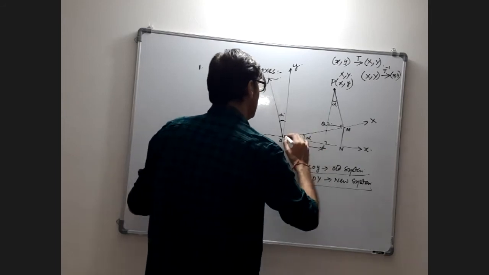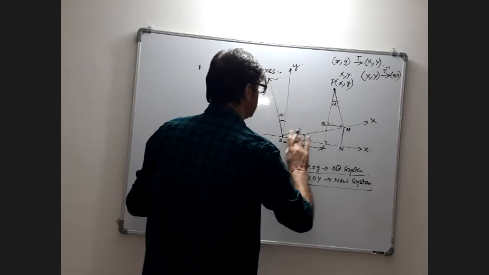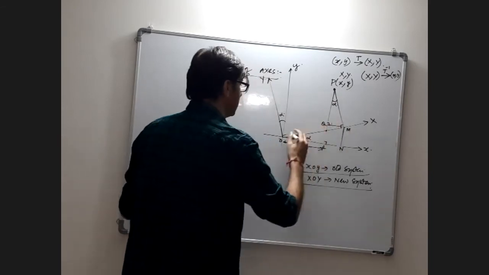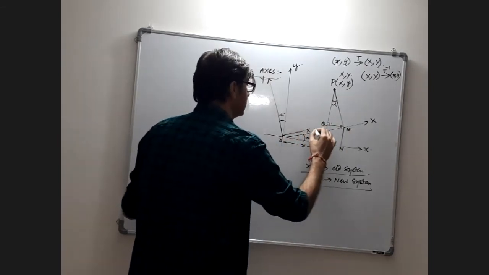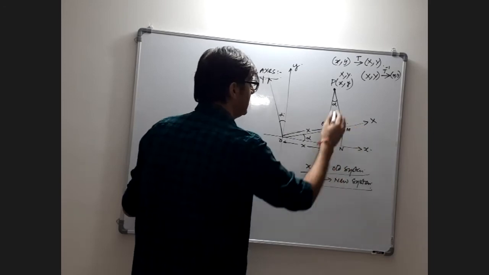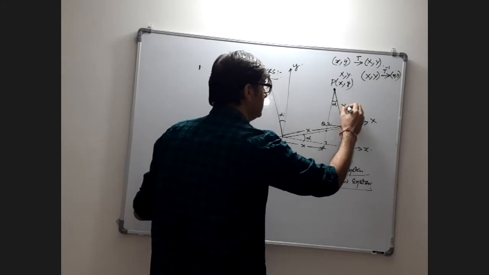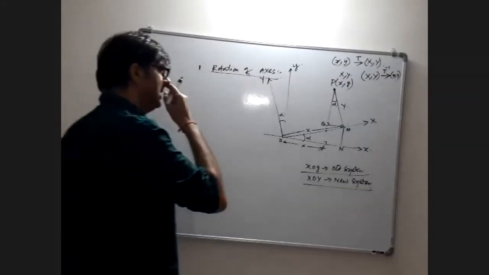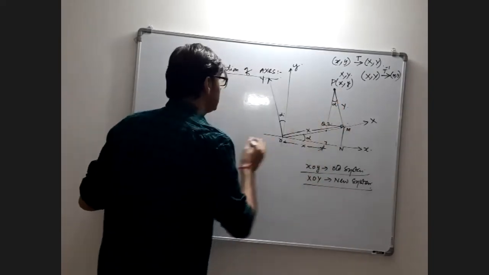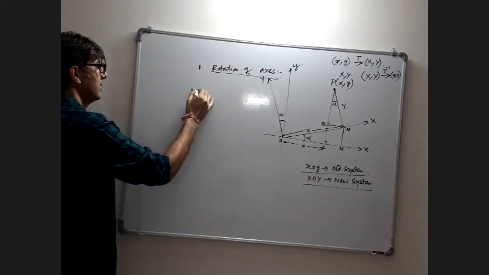After that, what is OM equal to? OM is your capital X. OM is your capital X here, like this. Then this is Y, of course. This is your capital Y. Okay, now tell me. This is capital Y. What is PQ going to be? Tell me what PQ will be equal to.